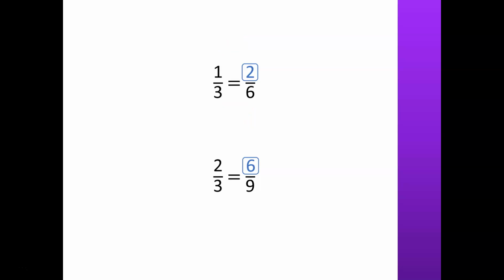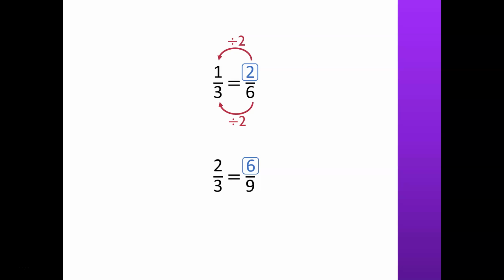We also know division is the inverse of multiplication, so we can also find the equivalent fractions by dividing. You will notice the denominator, when it is divided by 2, is equal to 3. So the numerator, when it is divided by 2, is equal to 1.